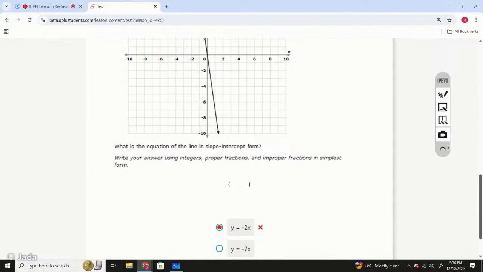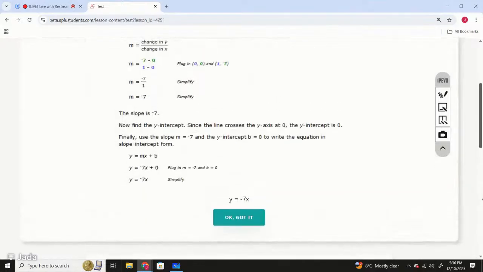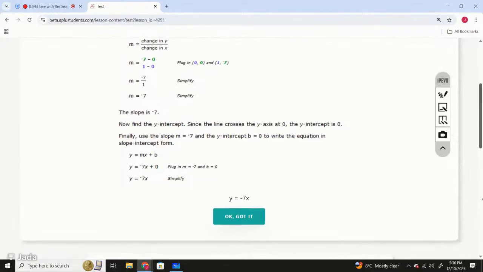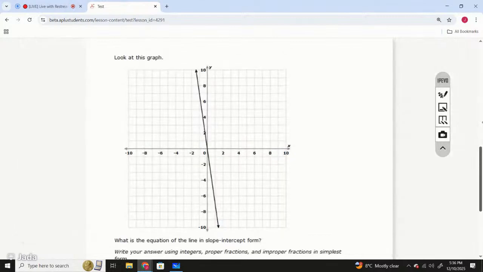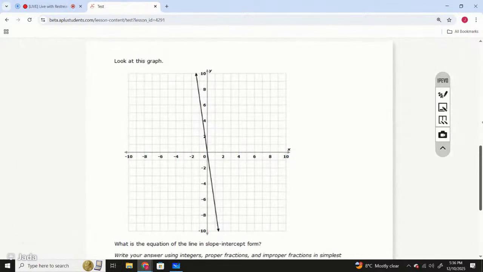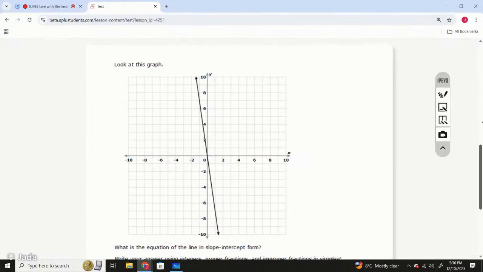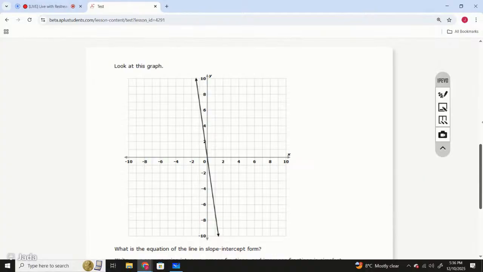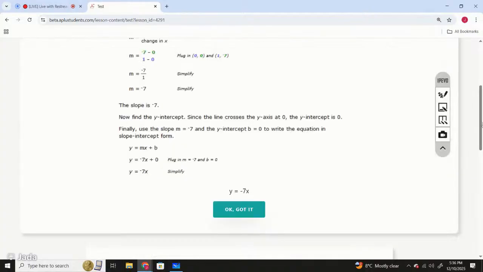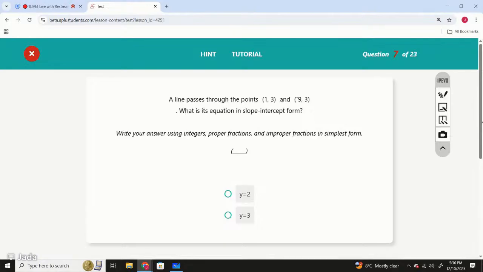I just want to see why it is. Where is negative 7? Oh, then that would be negative 1 and 7. Okay, right. That is y equals negative 7x.